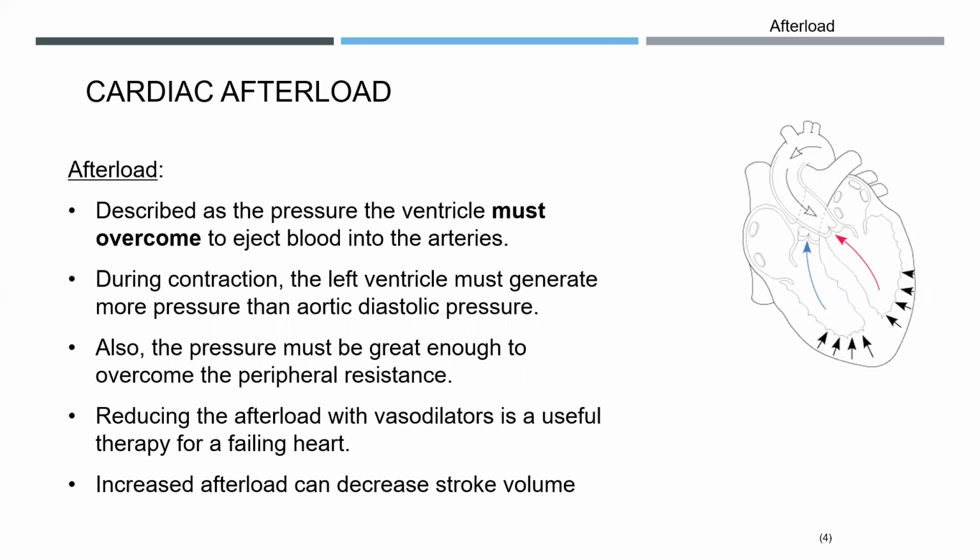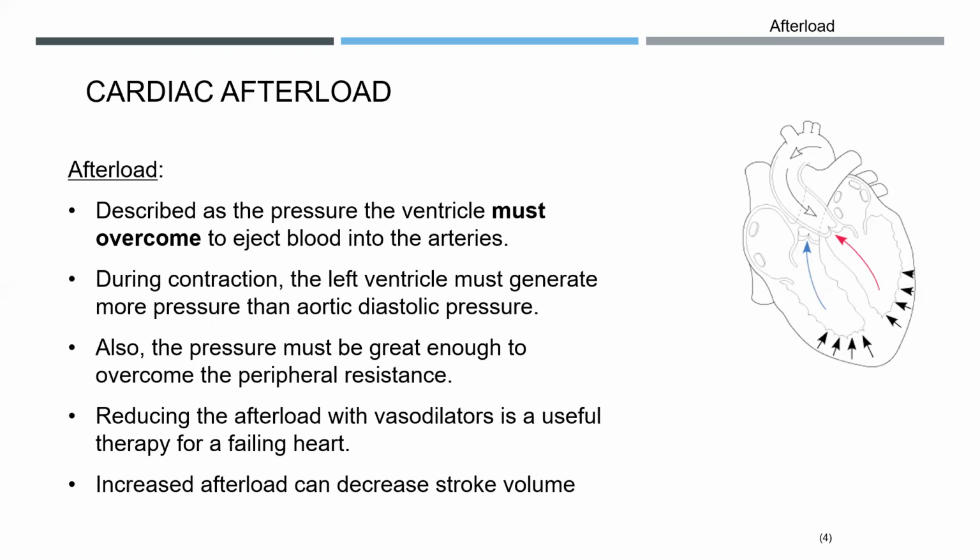The pressure that the heart generates to get the blood out must also be great enough to overcome peripheral resistance. So you have to remember that our vascular system in many senses is pressurized because we're always moving blood through. And so when the heart is pushing blood out, it has to be able to overcome the resistance of the entire system.